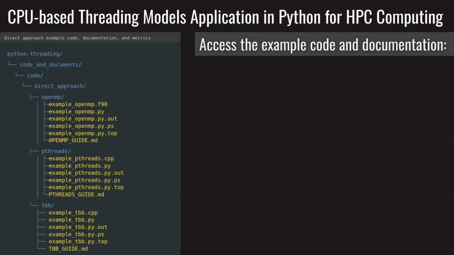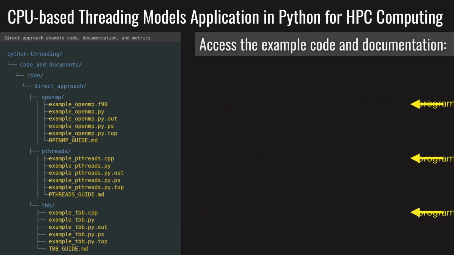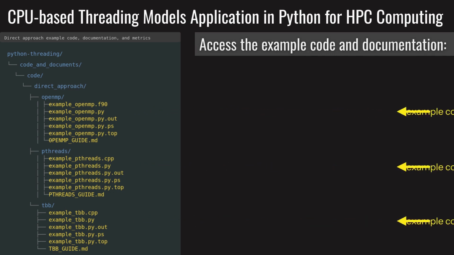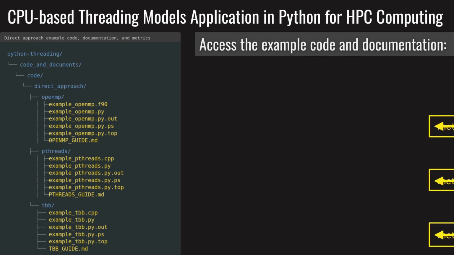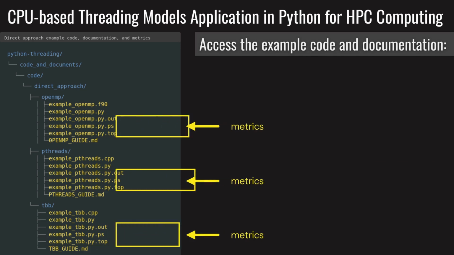For each library, there is programming code that must be compiled before running the example code. Each folder also contains an example Python code that should be run only after the corresponding code is properly compiled, following the documentation. And finally, there are files containing the metrics collected during the execution of the example code.